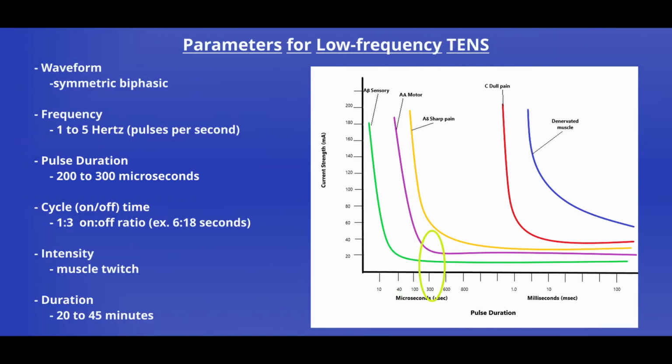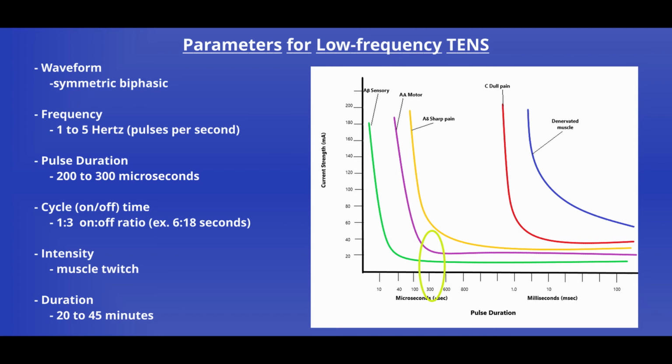The parameters for low-frequency TENS are quite different. The frequency should be set somewhere between 1 and 5 Hz. Keep in mind we're looking for a muscle twitch only and not a tetanic contraction. The higher the frequency, the greater the chances we're going to have summation and lose our twitch response. Pulse duration is in the 2 to 300 microsecond range.